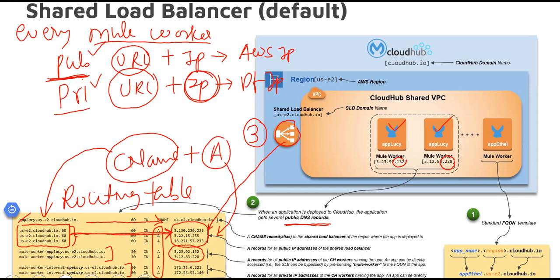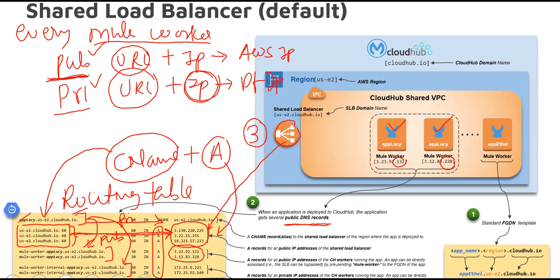If you talk about the shared load balancer URL, it is appname.region.cloudhub.io. If I prefix mule-worker- to that URL, it becomes the public URL of the Mule worker. And if I add internal in between, mule-worker-internal-appname, it becomes the private URL. The shared load balancer is also a public URL, and this Mule worker is also a public URL, but there is a difference when we invoke these two URLs. We'll see that in the third point.